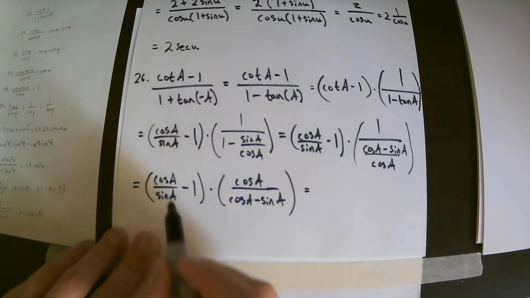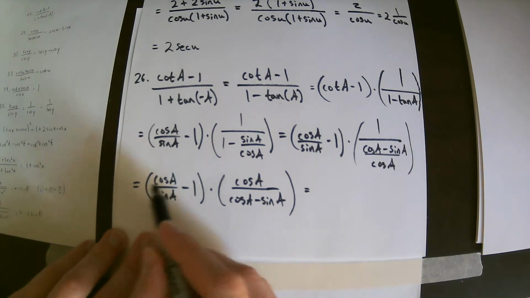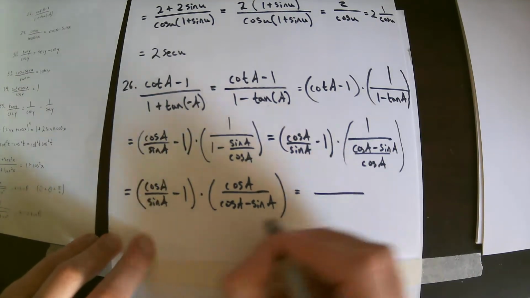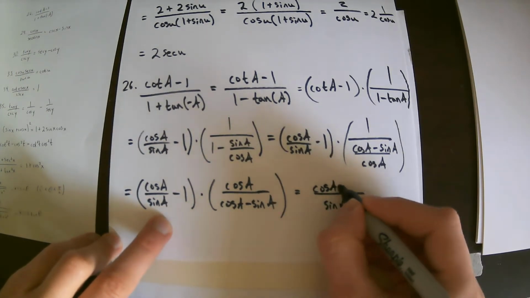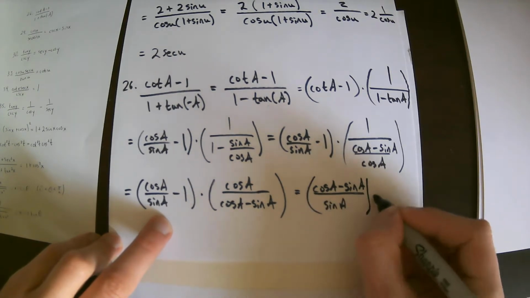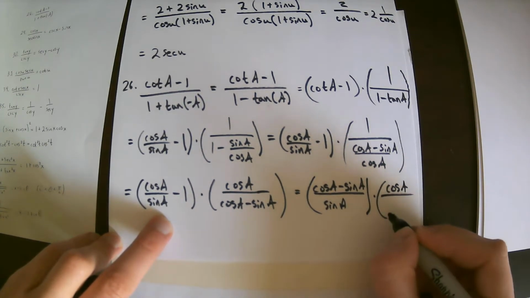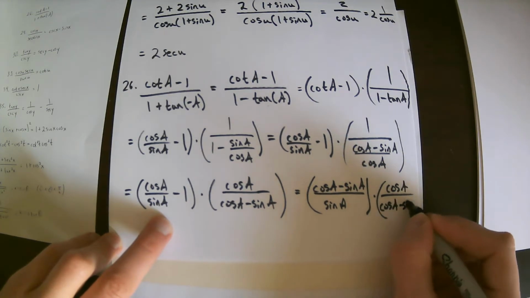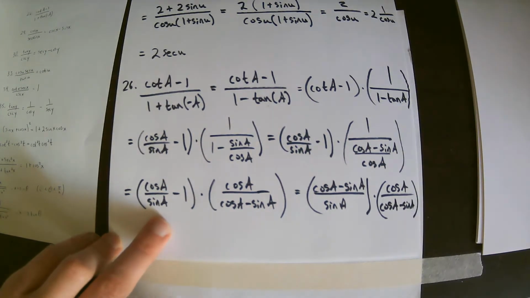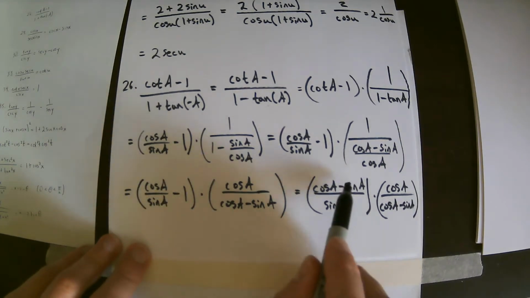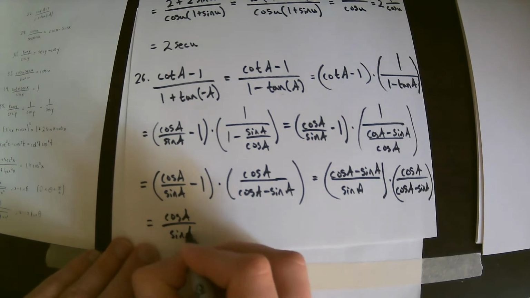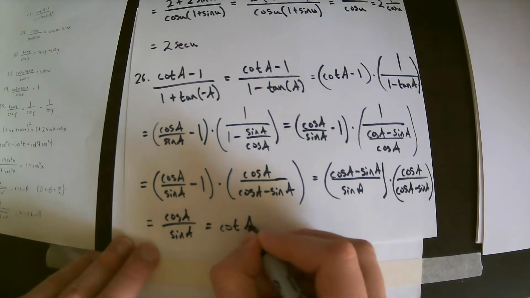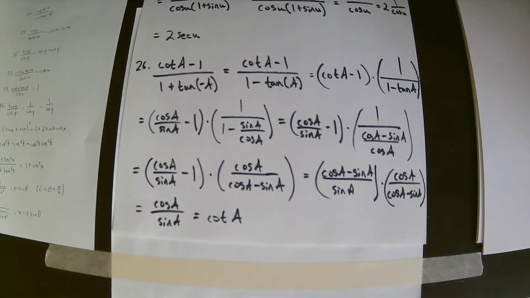And now I need to probably get a common denominator over here. My common denominator will be sine of A, and I'll have cosine of A minus sine of A times cosine of A over cosine of A minus sine of A. There we go. Now you can see how this and this are going to cancel, leaving me with just cosine of A over sine of A, which is cotangent of A. So this turned into just cotangent of A.